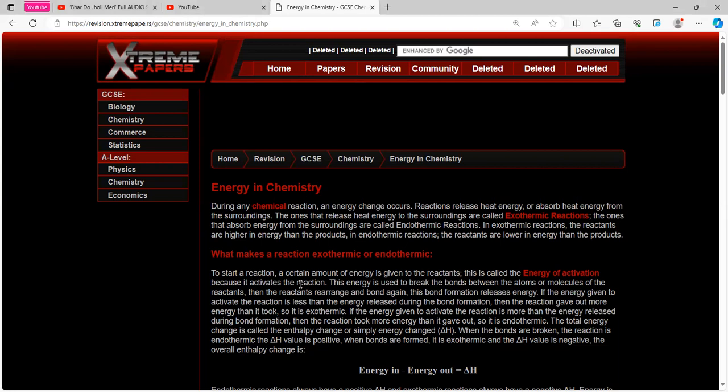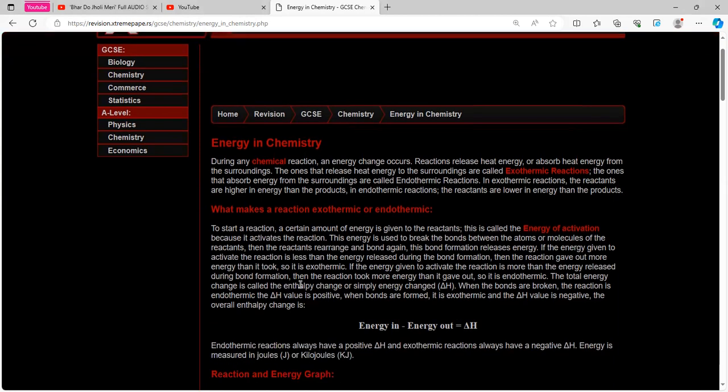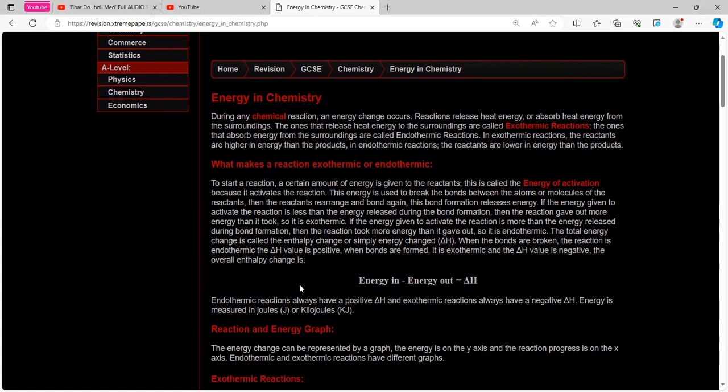In today's topic, we'll be talking about the different types of chemical reactions. So there are two types of chemical reactions, exothermic reactions and endothermic reactions. Now, in endothermic reactions, heat energy is absorbed from the surroundings, whereas in exothermic reactions, heat energy is released into the surroundings. So the first main concept is enthalpy change.